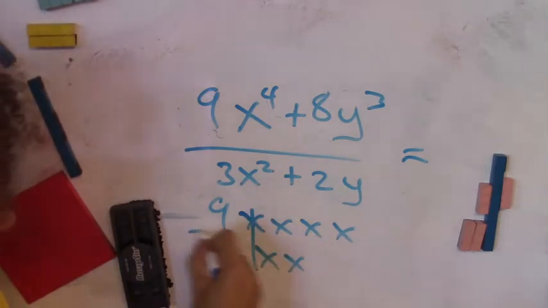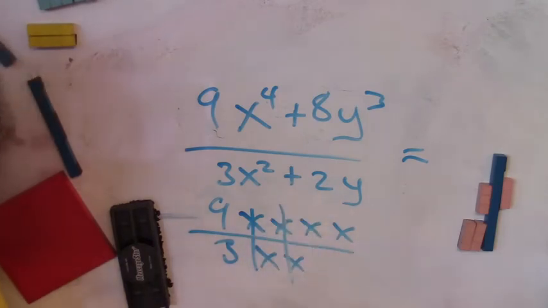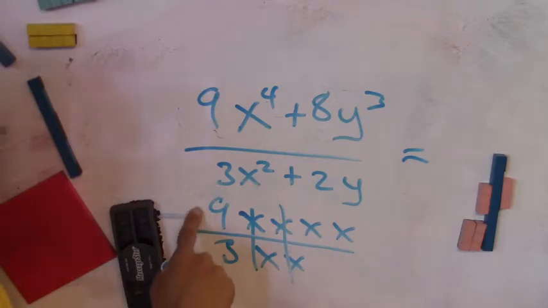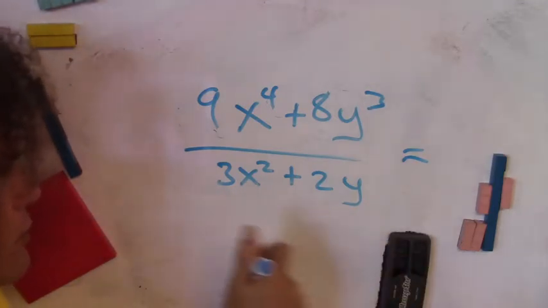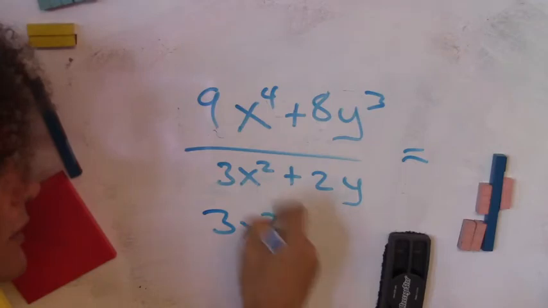You see the 1? I do see the ones. Alright, so now, is 9 divided by 3 hard? No. What do you got? 9 divided by 3 is 3. There you go. So this would be just 3x squared, that part.